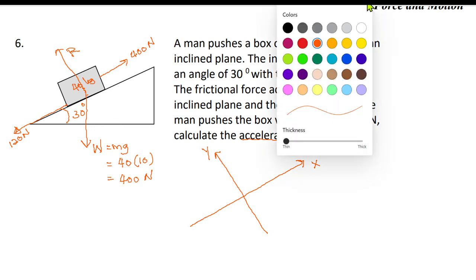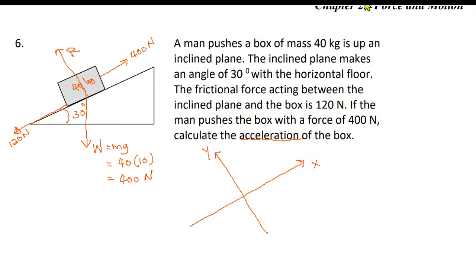Now I will draw my force acting on the object. I have a force going down, that is my W. A force going here, that is my frictional force, that is 120 Newton. My W just now is 400 Newton. And I have a force going up the plane, and this is 400 Newton.